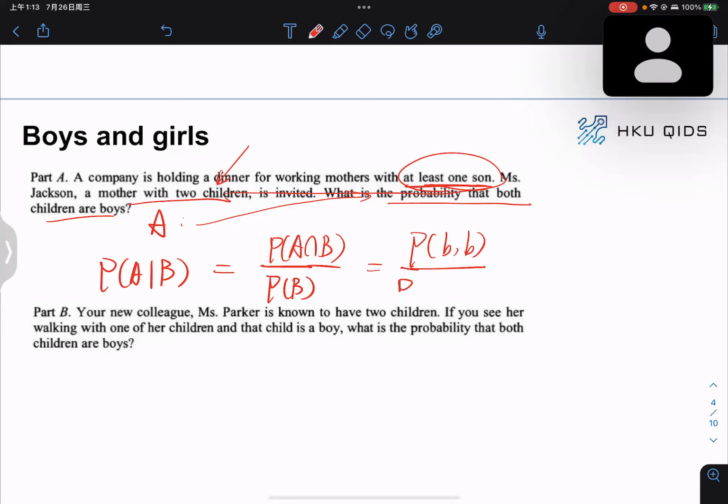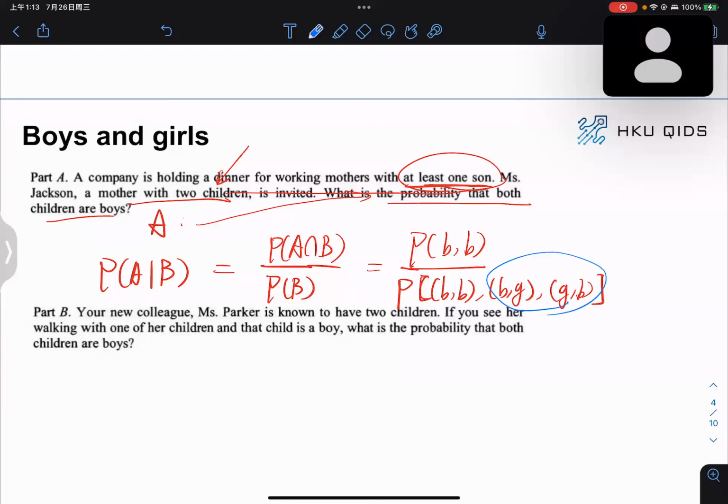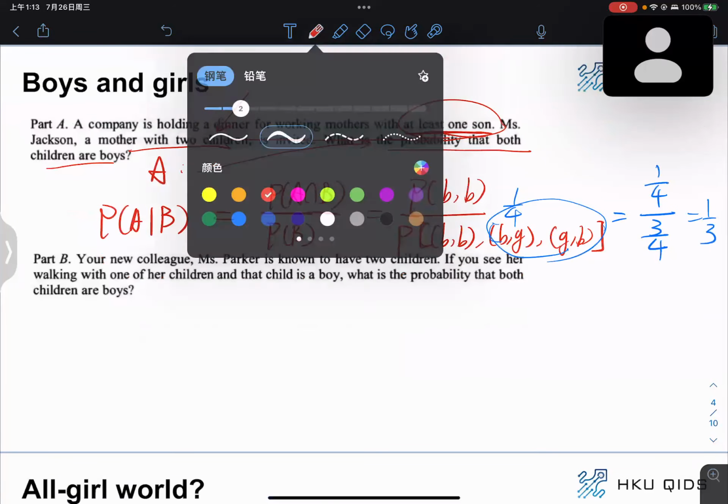And on the denominator, it could be boy, boy, or boy, girl, or girl, boy. Please notice that these should be considered independently because each of them takes up 1/4 probability. You cannot just merge them together. So eventually this is going to be 1/4 on the numerator and 3/4 on the denominator, and it gives us 1/3. Now let's come to part B.